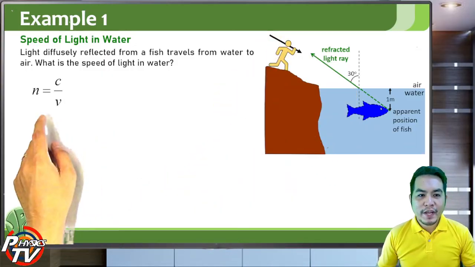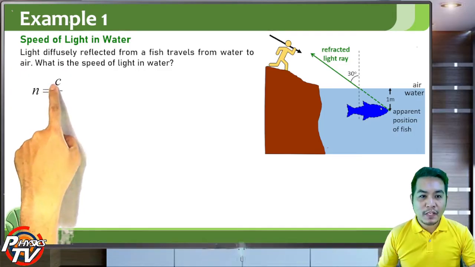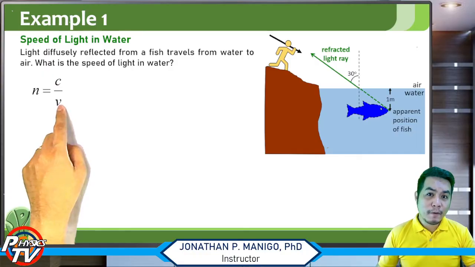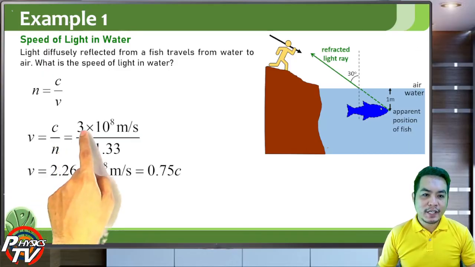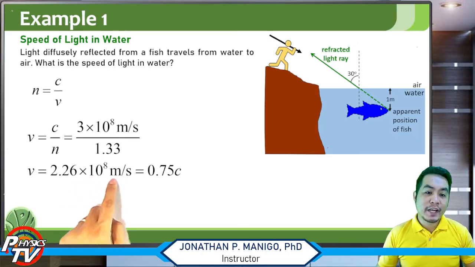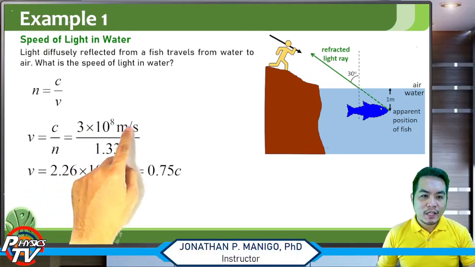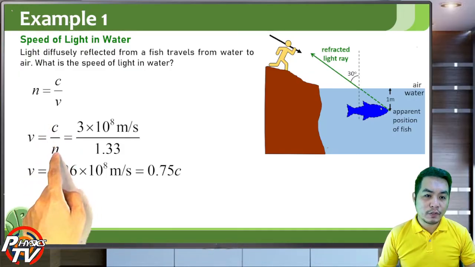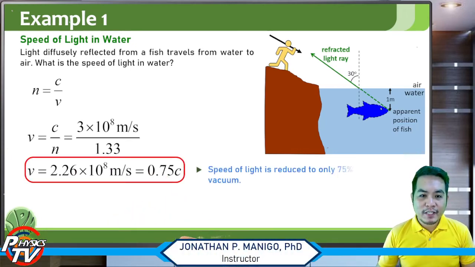We know the index of refraction of water. It's 1.33. We know the speed of light in a vacuum, C. So we can now solve for V, the speed of light in water, in the material. So V is just C over N. C is 3 times 10 to the 8 meters per second over N, 1.33. So you will get 2.26 times 10 to the 8 meters per second. Or if we just solve it without using C, you just substitute 1.33. So 1 over 1.33, you will get 0.75 C, or 75% of the speed of light.